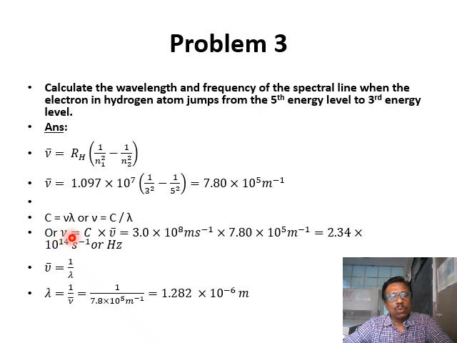Nu bar is equal to 1 by lambda, so lambda is equal to 1 by nu bar. That is equal to 1 by this value. It is 7.8 into 10 to the power of 5 per meter. This is the value of nu bar, and you get the wavelength lambda as 1.282 into 10 to the power of minus 6 meter. So we calculated the wavelength and frequency. So this is the wavelength and this is the frequency.